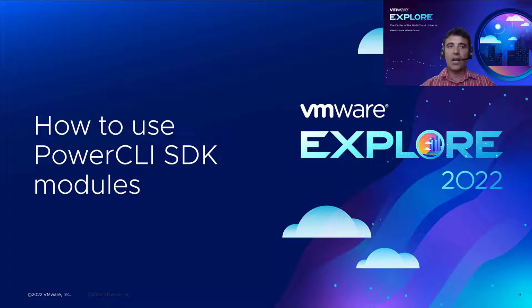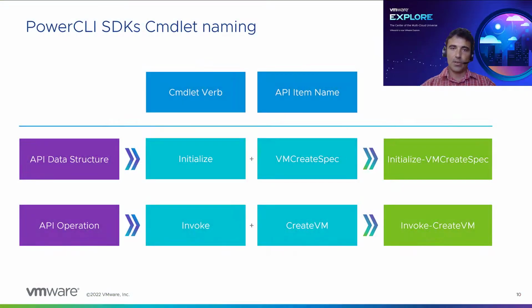Next question is how to use those SDK modules. So first of all, we need to figure out how we build the commandlet names for the different API operations. The way we do that is that we use the invoke commandlet verb, and then for the commandlet noun, we use the API operation name. So if the API operation is called create VM, the commandlet will be called invoke create VM.